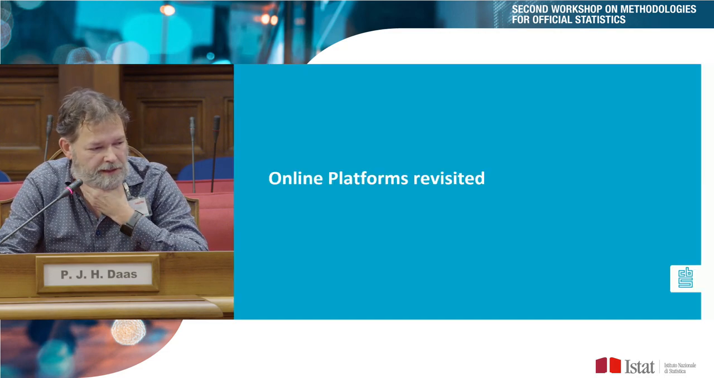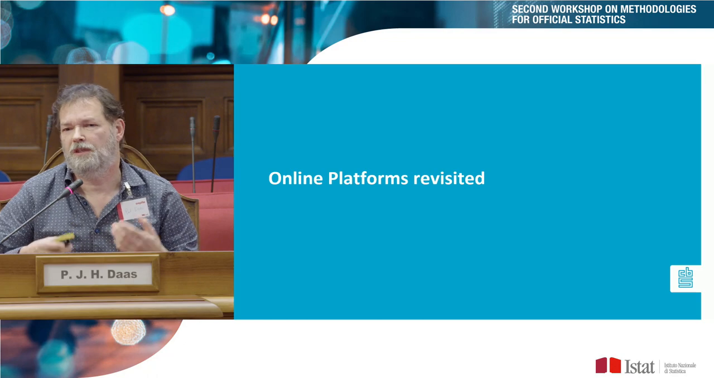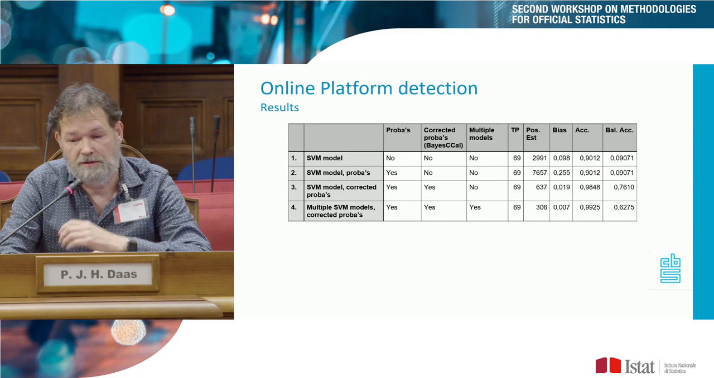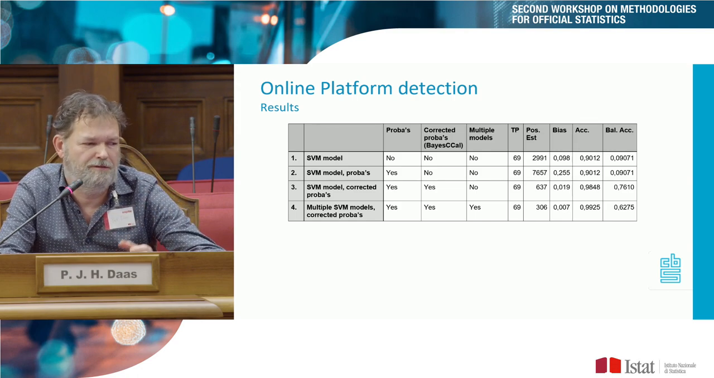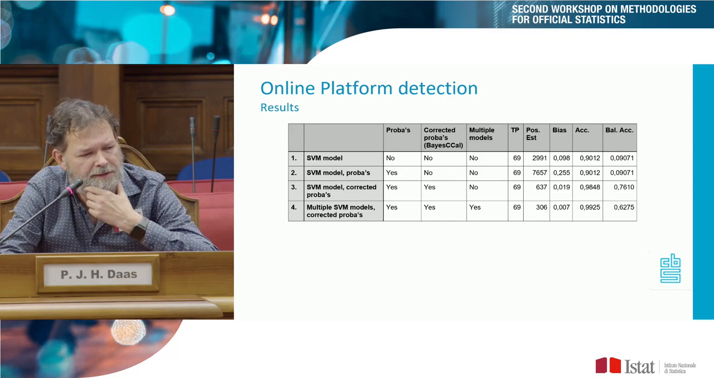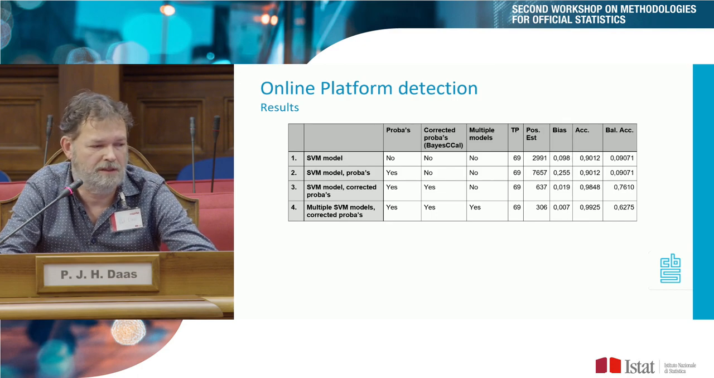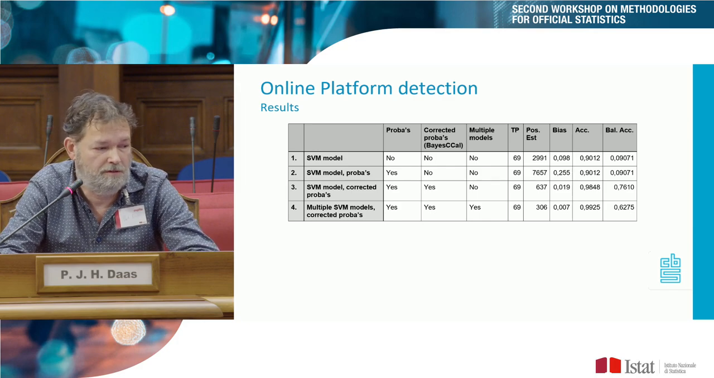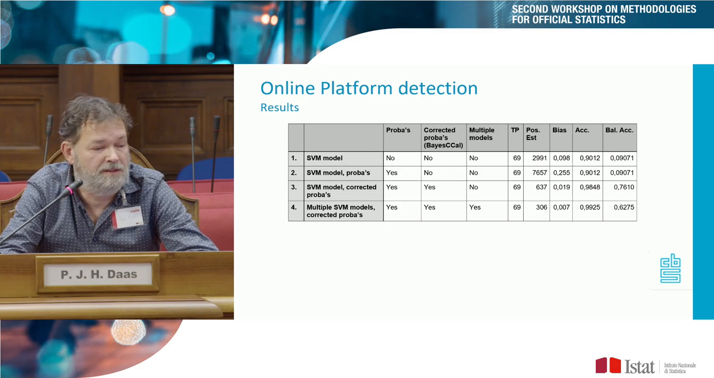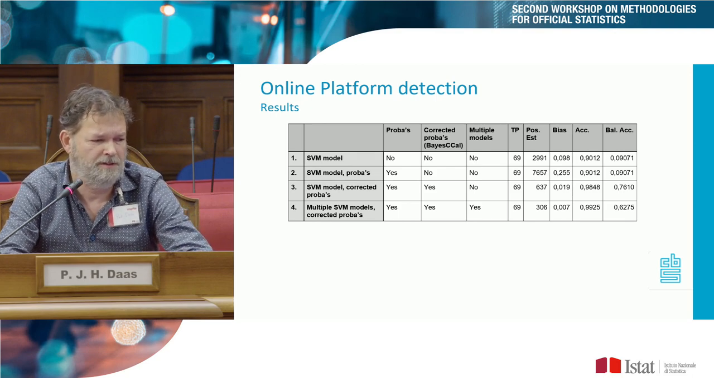So if we look at what we have been using for online platform detection, what are the things we have learned and what could we improve on this procedure? So luckily we had a good student that worked on that, and in principle, the results of four classification approaches are shown here. We used a data set with 30% positive cases and 70% negative cases. Then we used the traditional approach. And we know the number of positive cases in the data set, and it really overestimates the number of positive cases. It's 2,991 in this case.